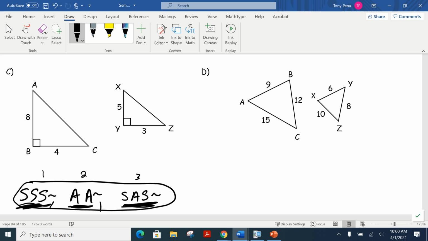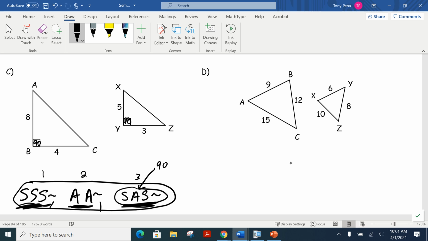Yeah, it's got to be number 3, because we have the angle. This angle right here and this angle right here is included by the two sides around it. So this should be the one that we are trying to identify. Let's talk about the angle. Are those angles congruent to each other? Yeah, because they're both 90 degrees, since they're both marked with a little square right here.